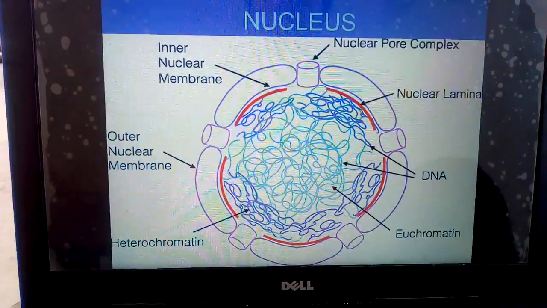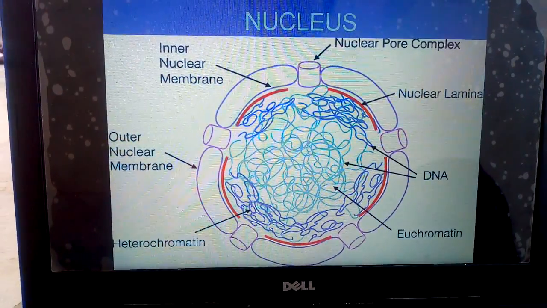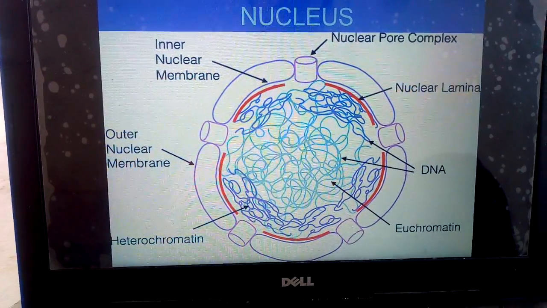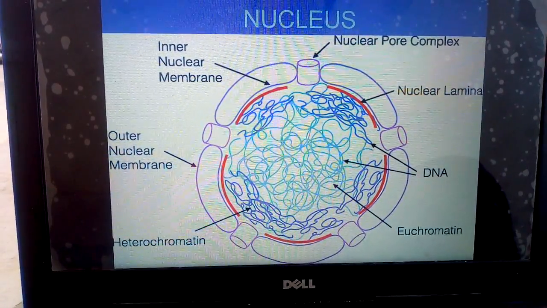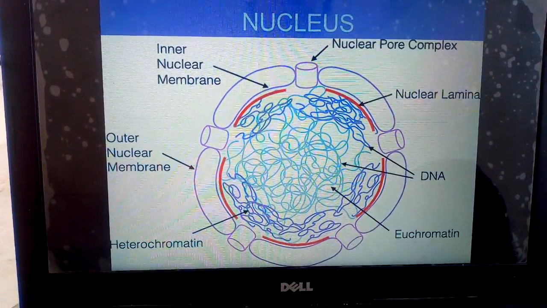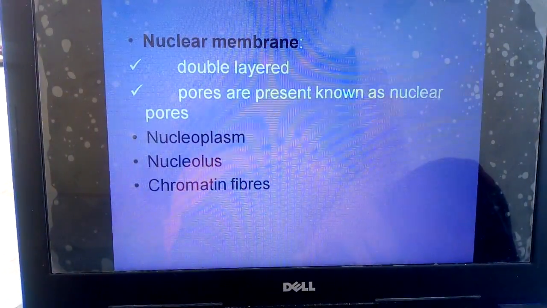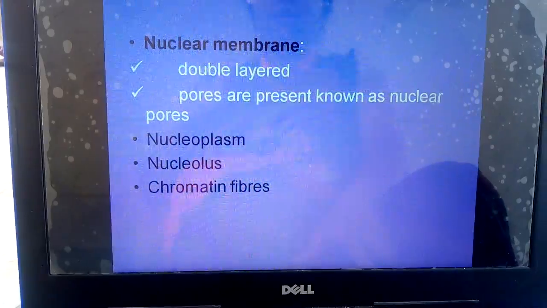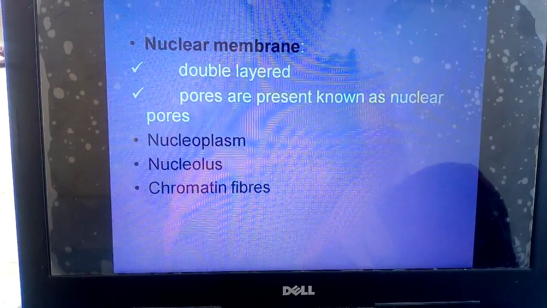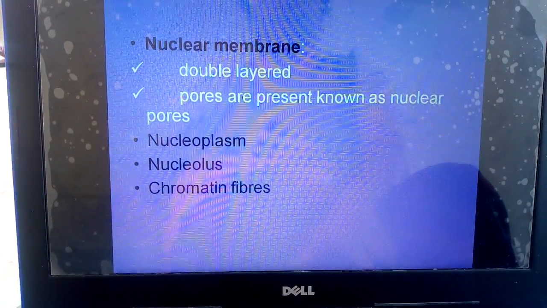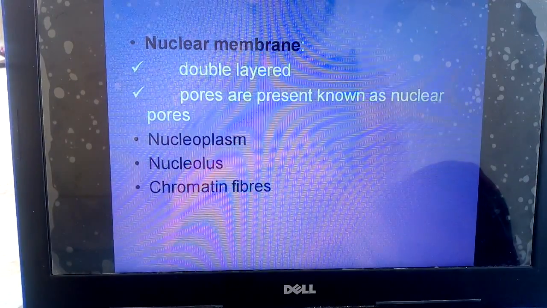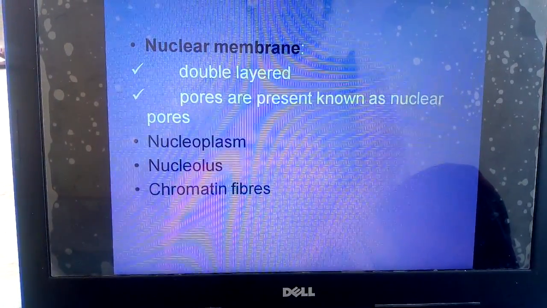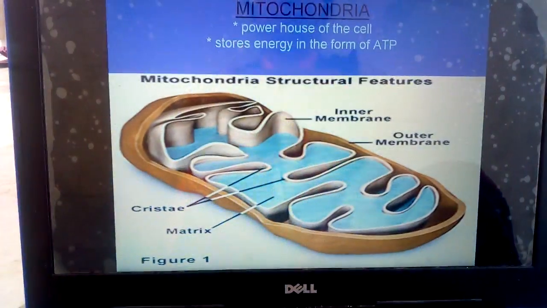Apart from this, there is a spherical dense structure in the nucleus, and that spherical structure is known as the nucleolus. So this is all about the nucleus. Let's revise it. The nuclear membrane is double layered, pores are present, and those pores are known as nuclear pores. Other important parts of the nucleus are the nucleoplasm, nucleolus, as well as chromatin fibers.